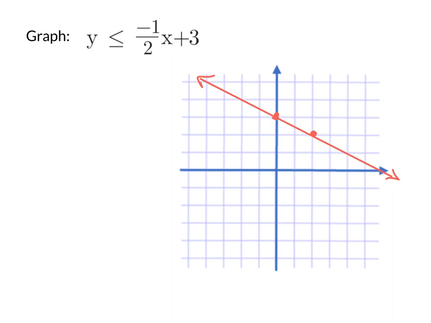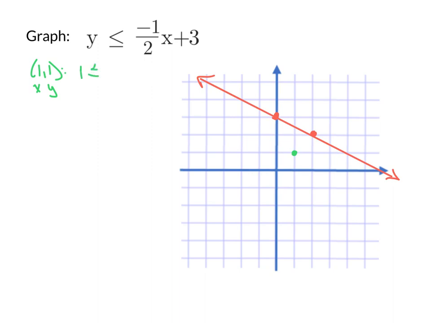Maybe I want to pick 1, 1 and see if that works. So if we try 1, 1, remember with every point, the first coordinate is the x and the second coordinate is the y. So I'm going to take those values and substitute them into our inequality.